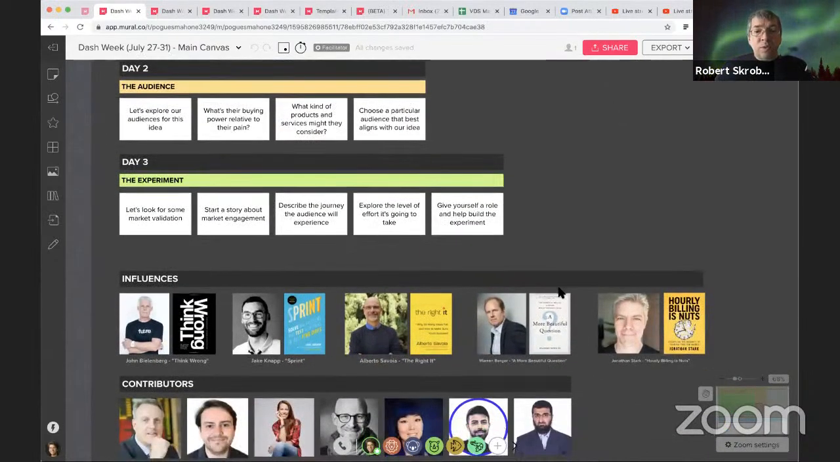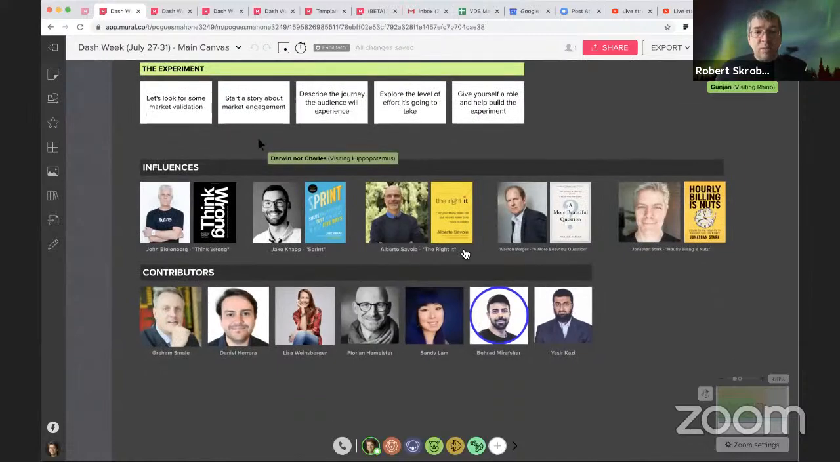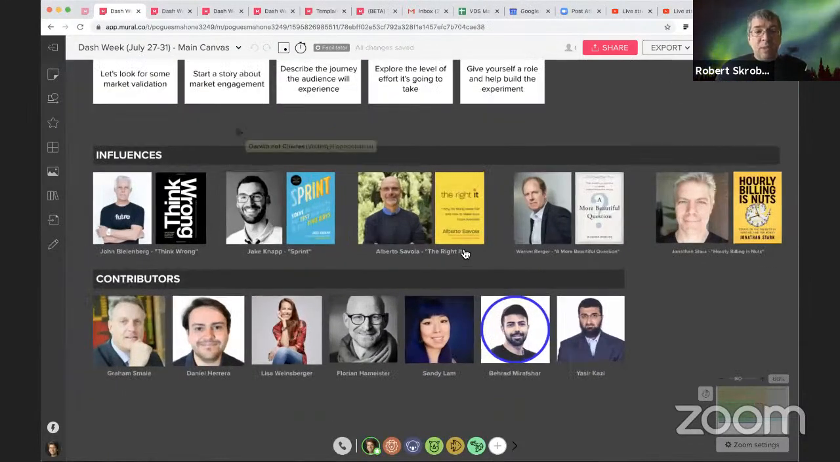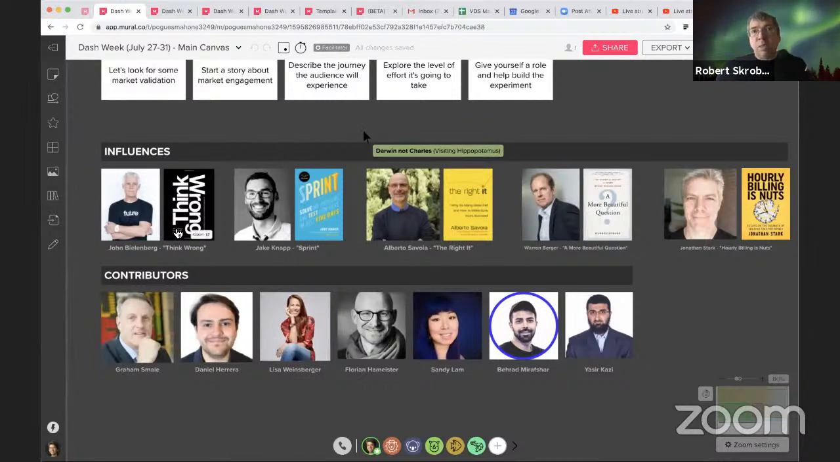There are some influences that correspond to the dash, and I've listed them here. I know them in different capacities. John Bielenberg, I interned with back in Boulder, Colorado, when I was living out there. He's got a book called Think Wrong that I reference from time to time, and a couple of his exercises are referenced in here.